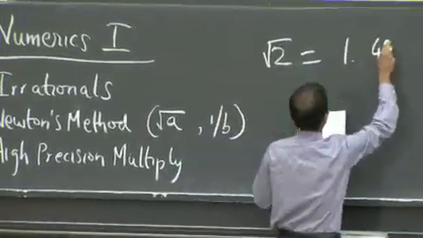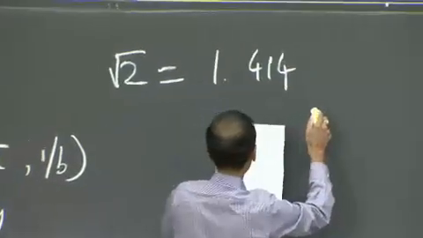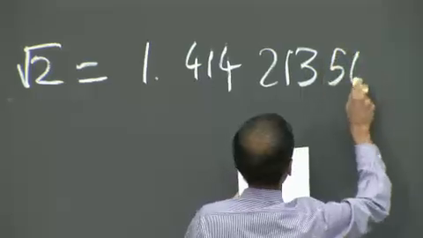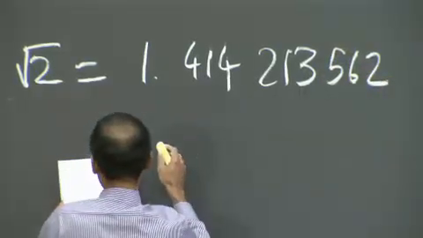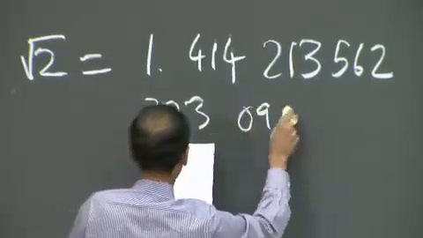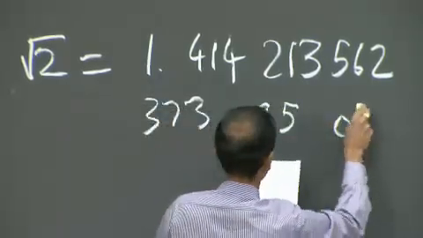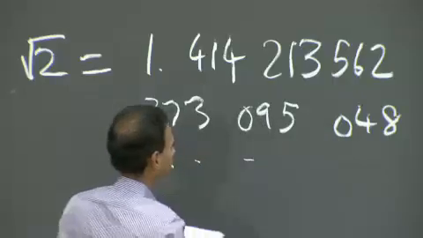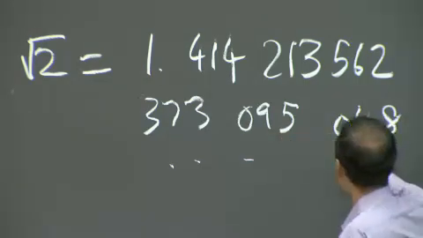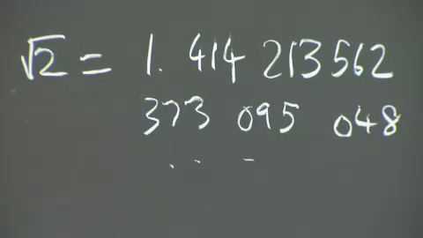So it's 1.414, and you probably all knew that. Then it's 213, 562, 373, 095, 048, etc. And I mean, I don't see a pattern there. I see a zero, a couple of zeros here. It's kind of hard to imagine.